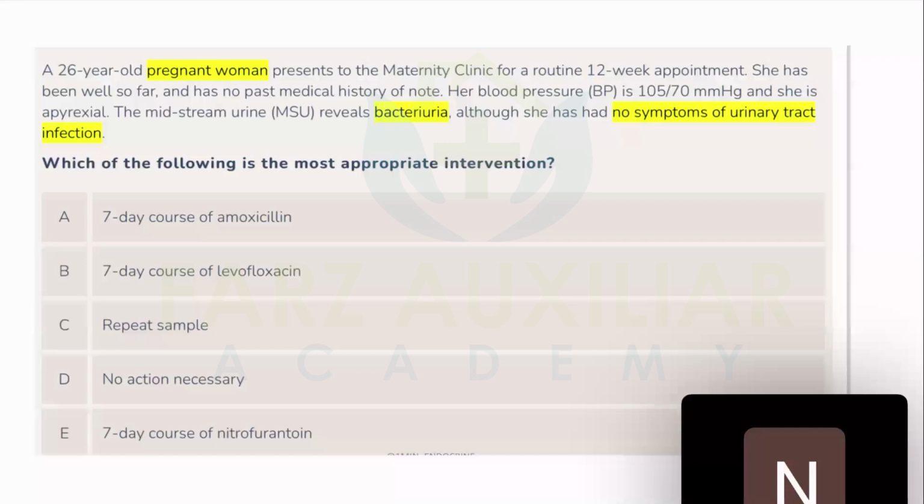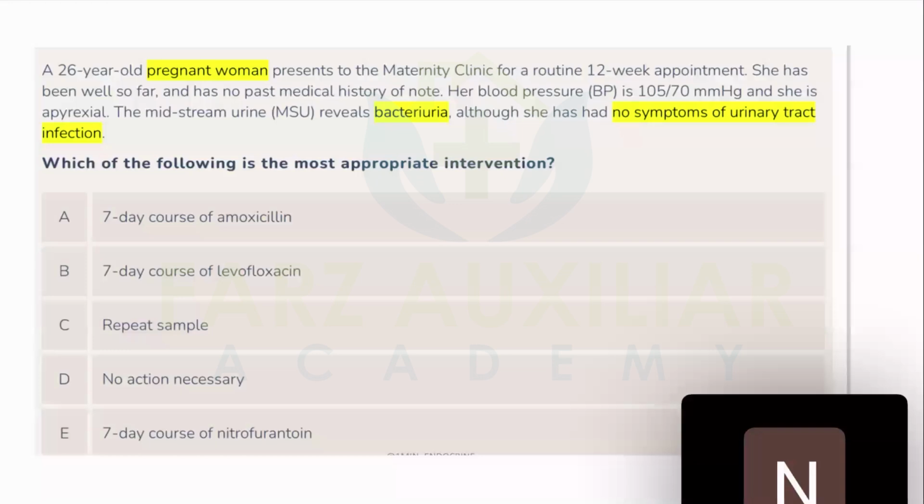Asymptomatic bacteriuria does not need any treatment, firstly. For any patient groups except two, asymptomatic bacteriuria does not need any treatment. The exceptions are firstly pregnancy, and secondly, if the patient is going for any invasive urological procedure.